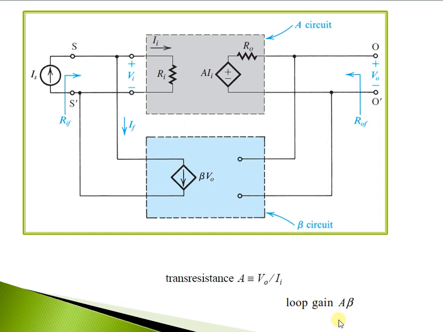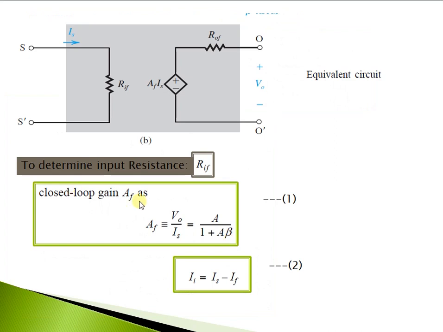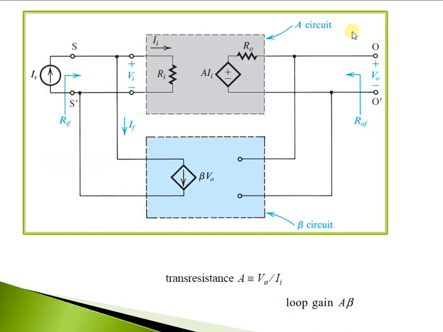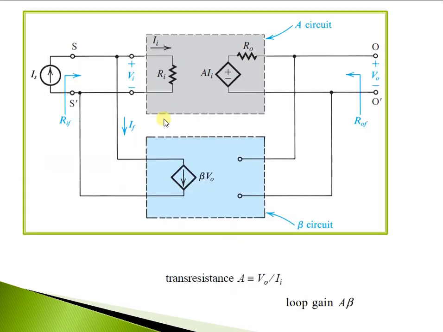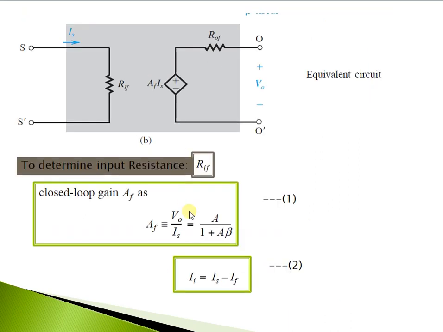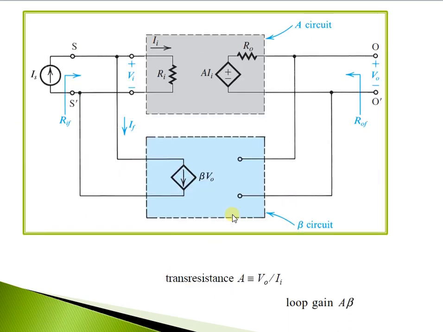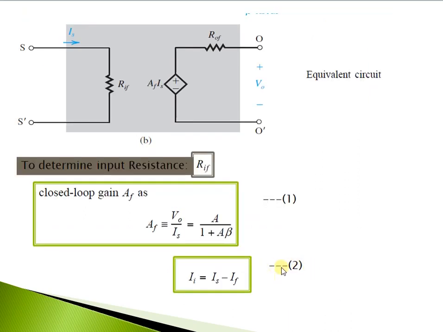So from this circuit, what we understand is that the source and the load resistance have been absorbed inside the A circuit. In order to compute the closed loop gain AF, it is computed as AF equal to Vout by Is, which is equal to A by 1 plus A beta. And the input current Ii will be equal to Is minus If, denoted by equation number 2.